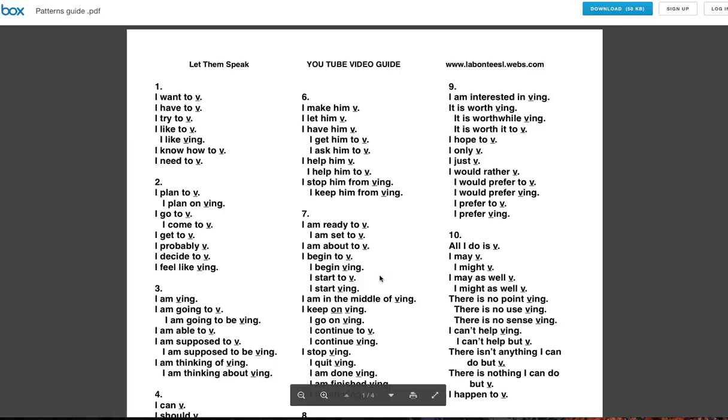So if they know the patterns, they'll be able to control conversation. And by constantly reviewing and reinforcing it, they will develop very good conversation skills.